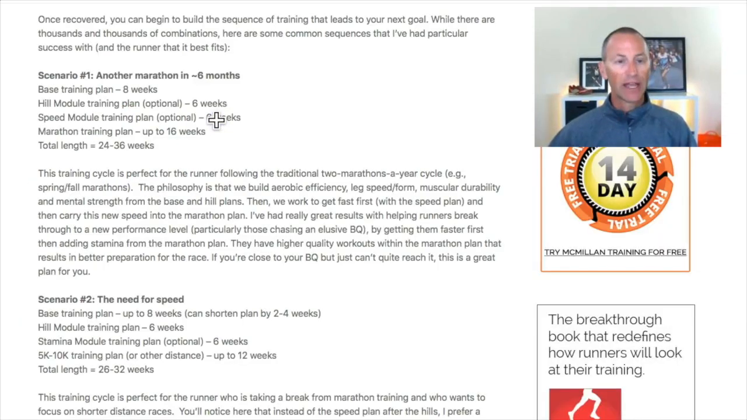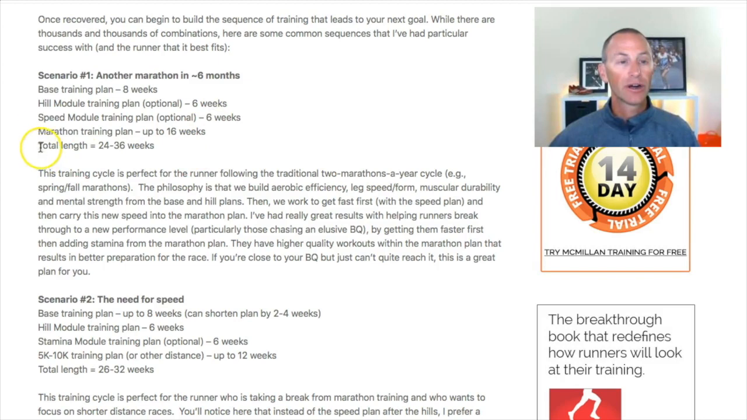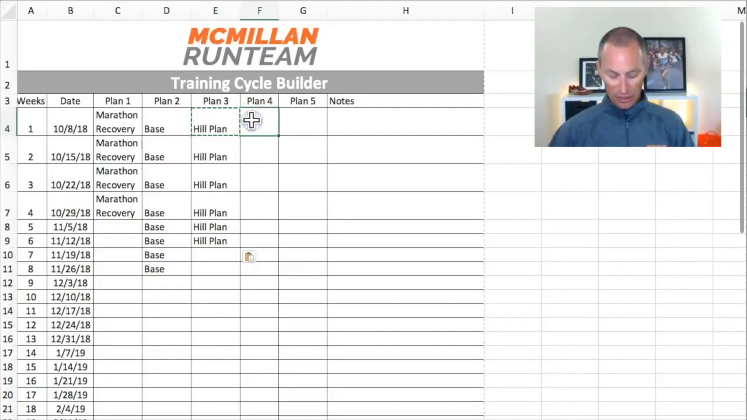And then we'll go to plan number 3, which is a hill training plan up to 6 weeks long. So I'll put in hill plan here. We've got our 6 weeks of our hill plan. Again, return to the article. Next is a speed training plan, another 6 weeks. So I'll put in speed here. Copy that down until we have our full 6 weeks.